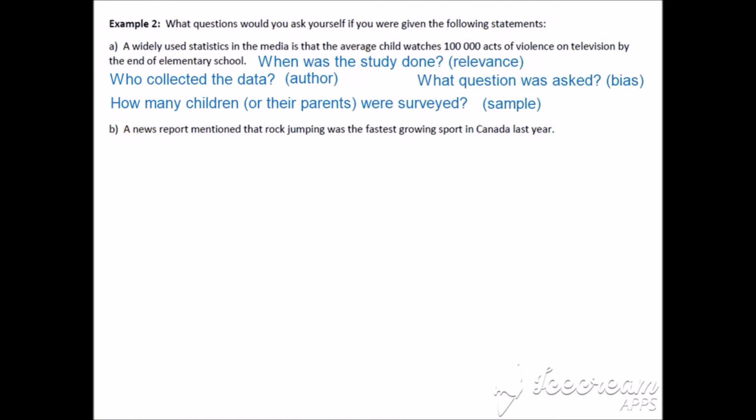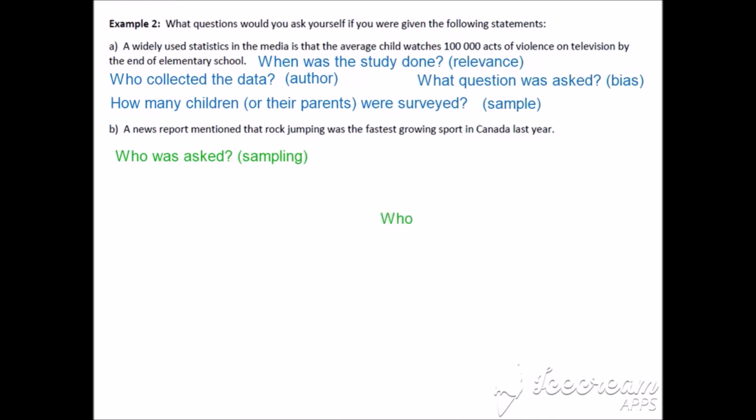Okay, next one. A news report mentioned that rock climbing was the fastest growing sport in Canada last year. Okay, again, who was asked? Well, did they go to a rock climbing gym and ask a starter group? Okay, so this is sampling. It does say last year, so we don't have to touch on relevance.